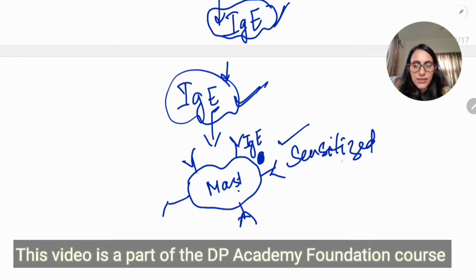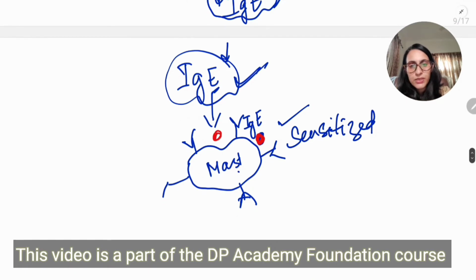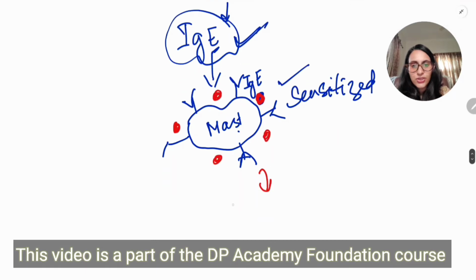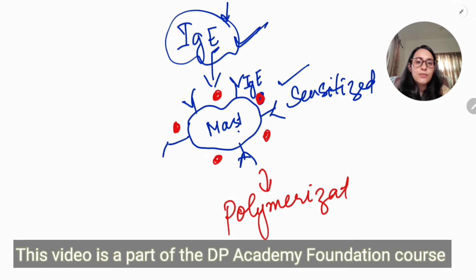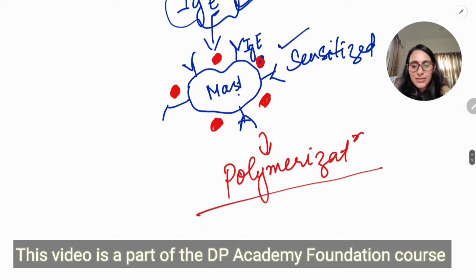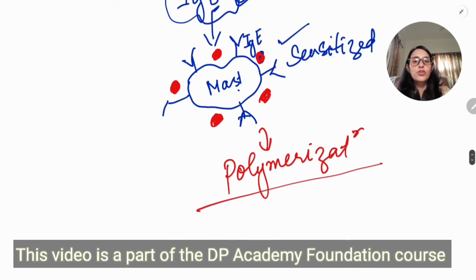This sensitized mast cell, when the second exposure occurs, if suppose this is the immunoglobulin E, it is going to bridge the gap. So it is going to bridge the gap in the mast cell, and therefore this mast cell undergoes polymerization. This is when the next exposure occurs. Next exposure, third exposure, fourth exposure, fifth exposure. So basically when the next time the allergen comes, it is going to polymerize the mast cell and it will cause the degranulation of the mast cell.